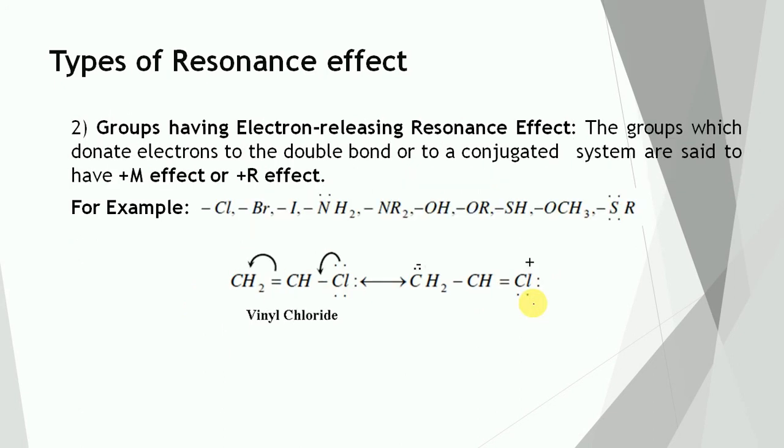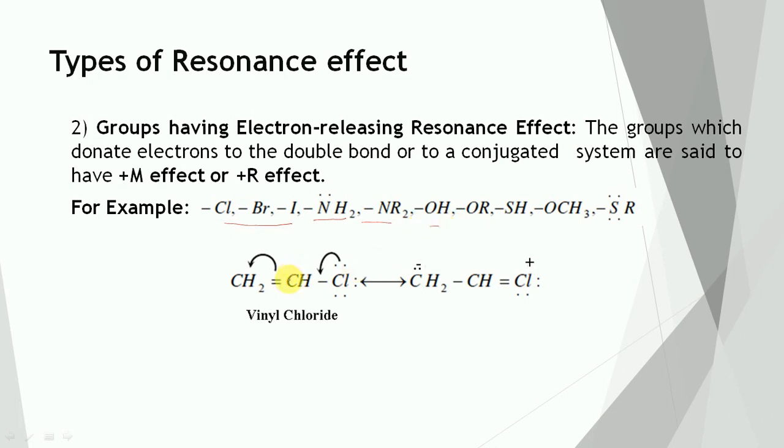The second one: groups having electron releasing resonance effect. The groups which donate electrons to the double bond or to the conjugated system are said to have plus M effect or plus R effect. So these are the examples of groups and atoms which show electron releasing resonance effect. Halogens are there, amines are there, hydroxy group is there, and so on.